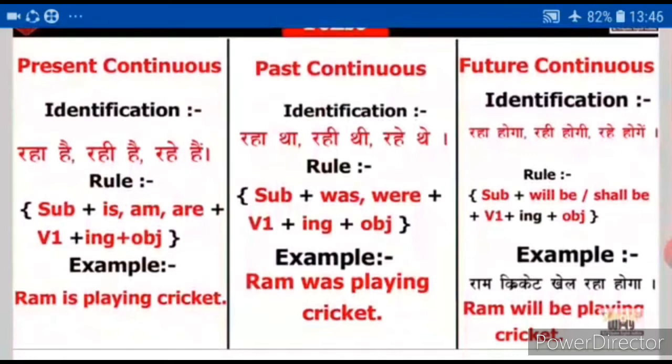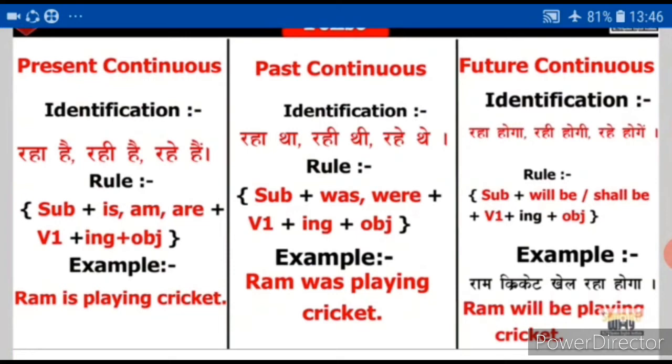Its identification and its rule are subject plus is, am or are plus first form of verb plus ing plus object. Students, if we have a singular subject, then we will use is, and with I we have to use only am, and with a plural subject we will use only are. So here is an example. Ram is playing cricket. For negative we have to use not with is. So it will become Ram is not playing cricket. And when we are using an interrogative sentence, then we will use is, am or are in the beginning of the sentence.